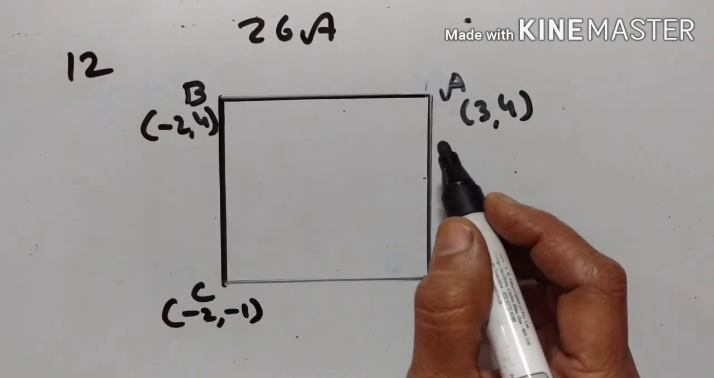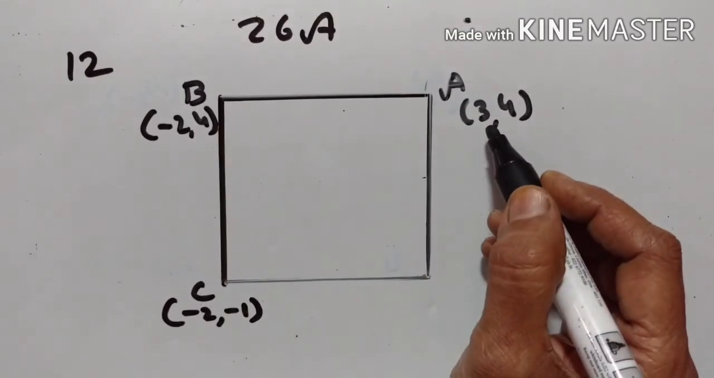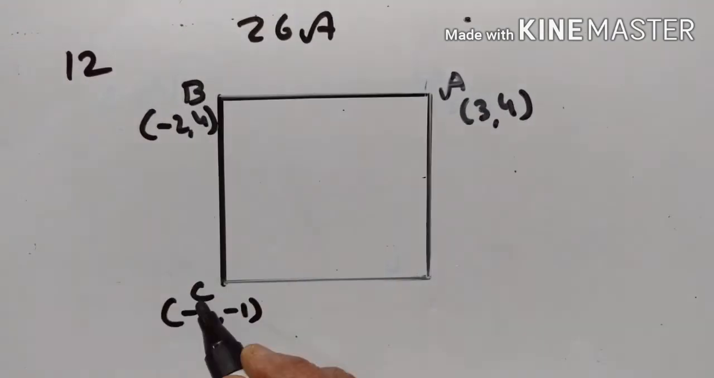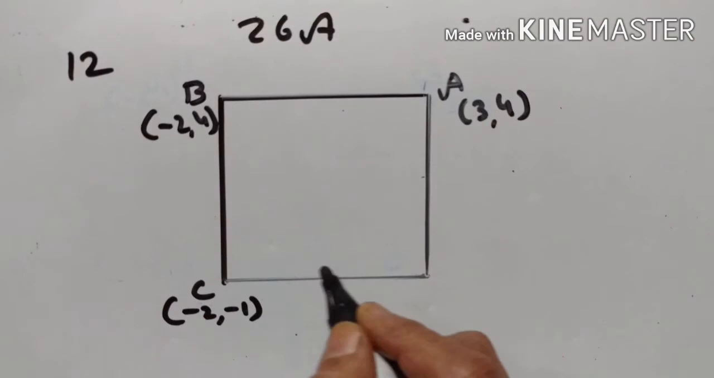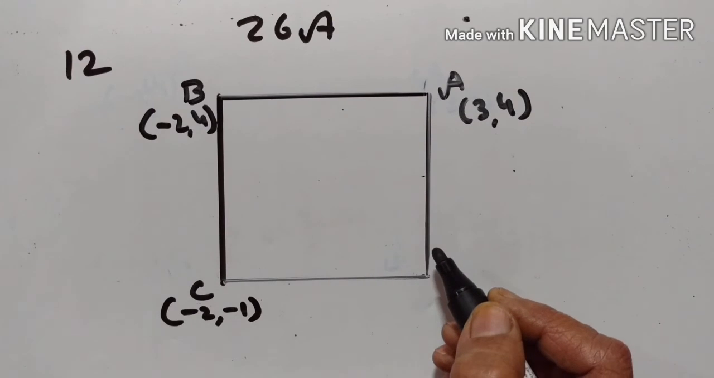12th problem. In square ABCD, coordinates of A 3, 4, coordinates of B minus 2, 4, coordinates of C minus 2, minus 1. By plotting these points on a graph paper, find the coordinates of vertex D. Also find the area of the square.